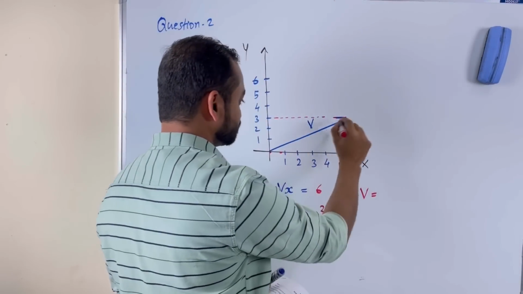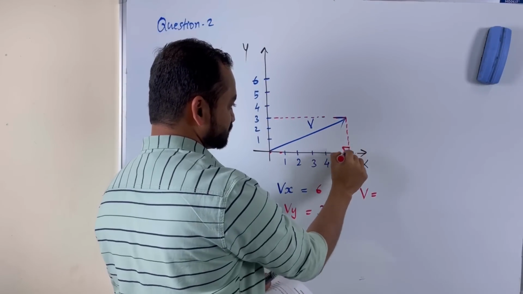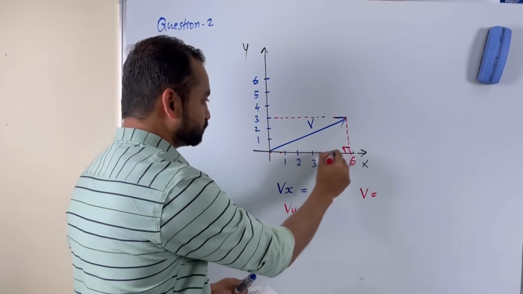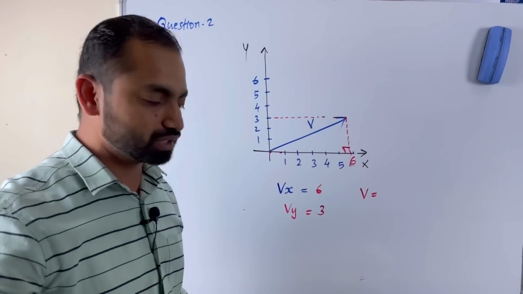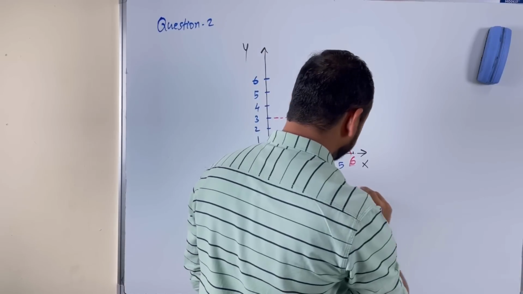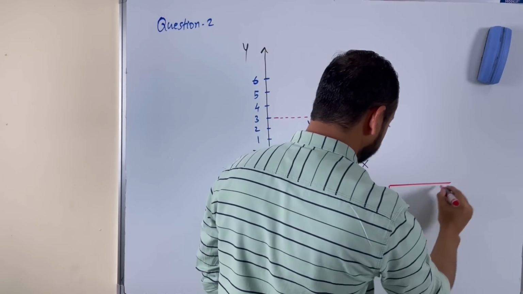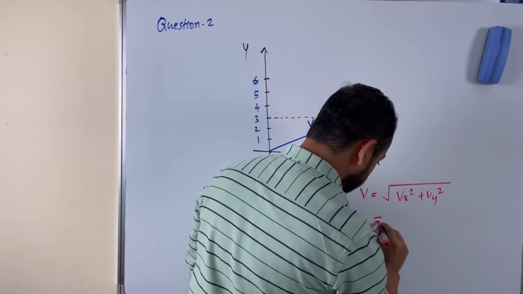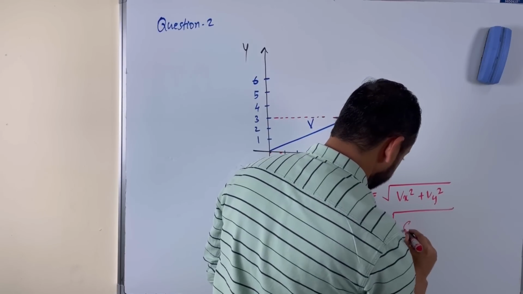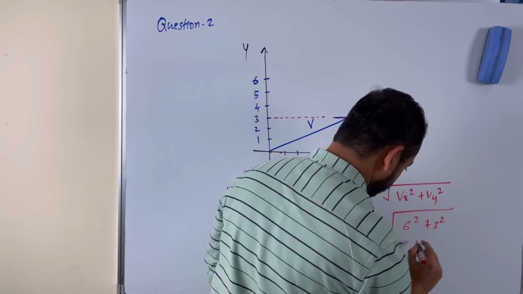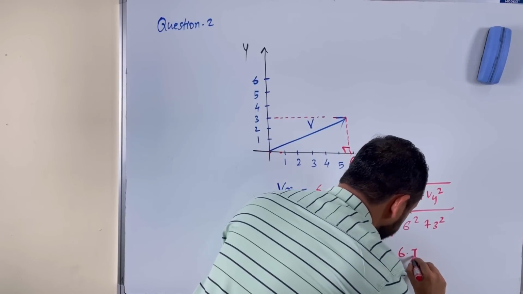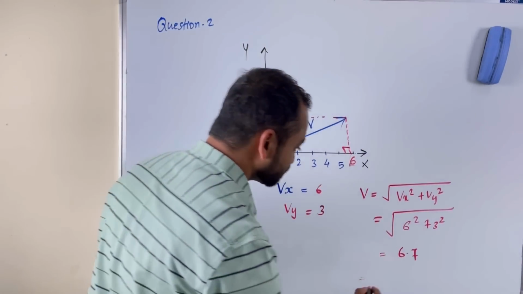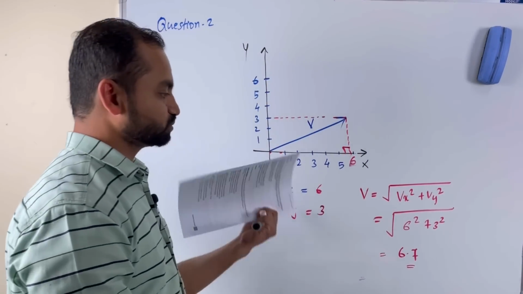So you can calculate the magnitude, because this x and y is 90 degrees, right? The x component and y component are perpendicular. So you can calculate the magnitude of this vector using the Pythagorean theorem, that is Vx squared plus Vy squared. What is the value of Vx? Vx is 6, so 6 squared plus 3 squared, which equals 6.7. That is the magnitude of the vector.